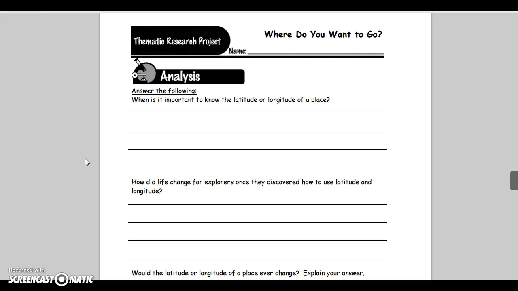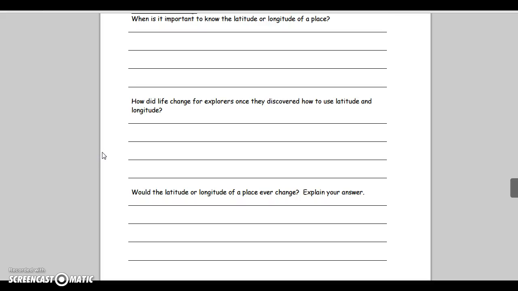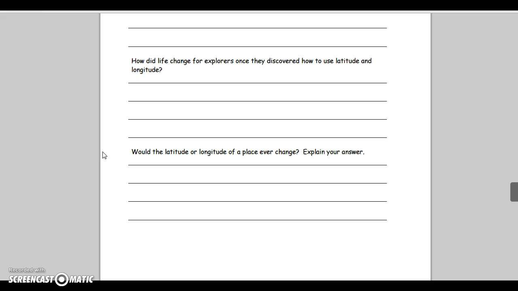Alright, then we get to the analysis part of the project. When is it important to know the latitude and longitude of a place? Well, it's going to be important for you to know the latitude and longitude of the 4 places you're going to visit for this project. But in general, why would it be important to know latitude and longitude of a place? How did life change for explorers once they discovered how to use latitude and longitude? I know we talked about before how they used to have to use the stars to travel. So how did it change once they discovered latitude and longitude?